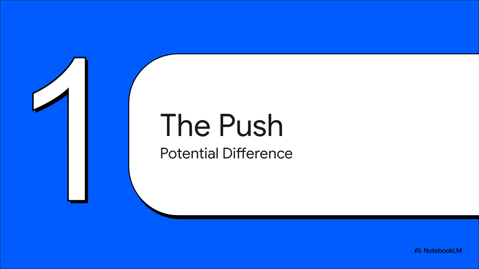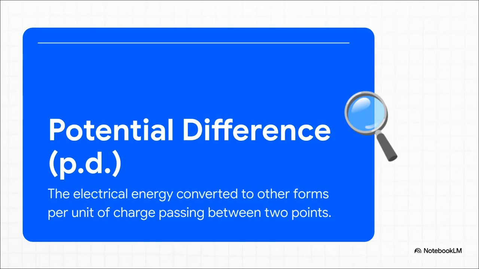To really understand electrical power, we need two key ingredients. And the first one is what I like to call the push. This is the force that gets all the electricity moving in the first place. The technical term for it is potential difference, but you and I know it as voltage. So what exactly is this push? Well, here's the textbook definition. Potential difference is basically a measure of how much electrical energy gets turned into other stuff, like the light and heat from a light bulb, for every little bit of charge that passes through it. Think of it as the energy toll a charge has to pay to get through a component.